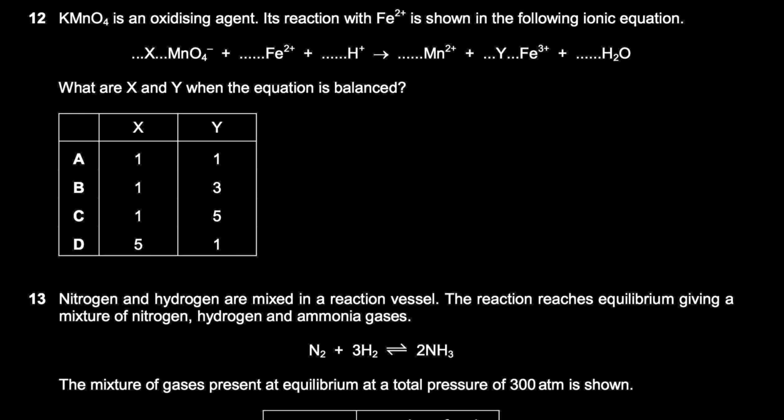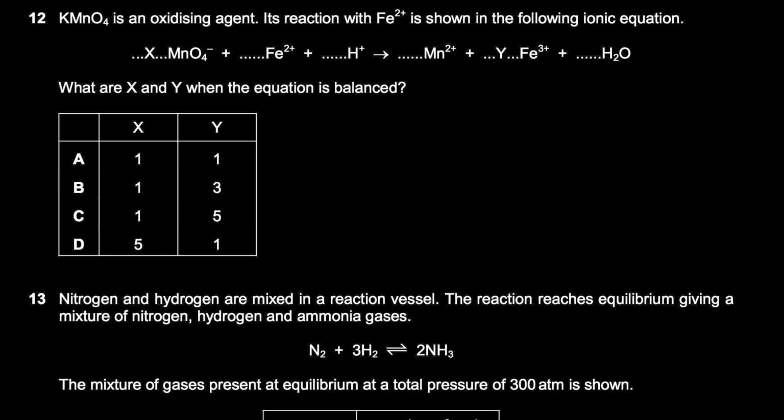KMnO4 is an oxidizing agent. Its reaction with Fe2+ is shown in the following ionic equation. What are X and Y when the equation is balanced? Now over here we have a redox reaction, right? Manganate 7 is the oxidizing agent and it's oxidizing Fe2+ to Fe3+, right?